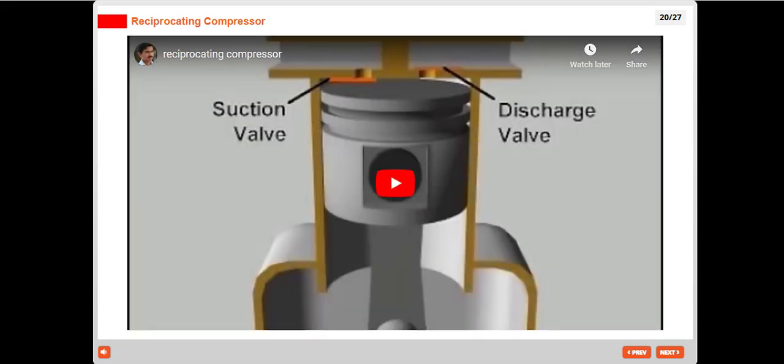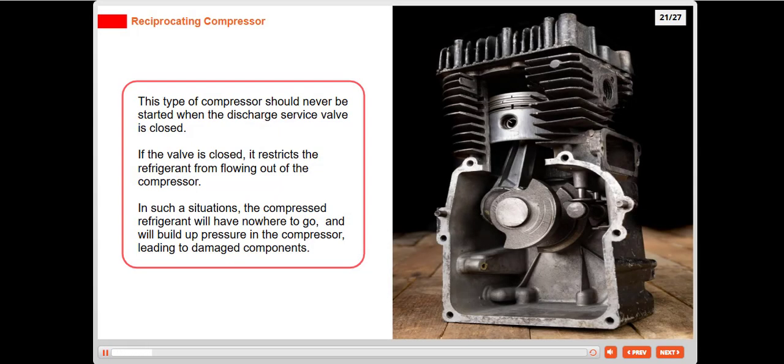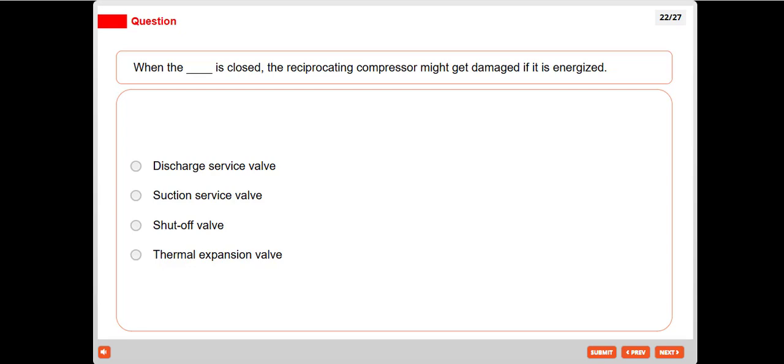This type of compressor should never be started when the discharge service valve is closed. If the valve is closed, it restricts the refrigerant from flowing out of the compressor. In such a situation, the compressed refrigerant will have nowhere to go and will build up pressure in the compressor, leading to damaged components. When the discharge service valve is closed, the reciprocating compressor might get damaged if it's energized.